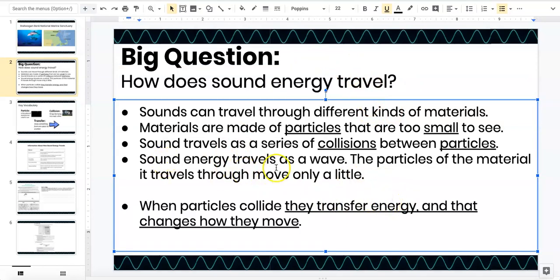Two really, really important things I want us to remember are that sound energy travels as a wave and that the particles must collide in order to transfer energy. It's going to be very important as we go through our classwork for today. So remember that if you need to come back and rewind and come back to this big question or this slide, feel free to do that as we are completing our CER today.